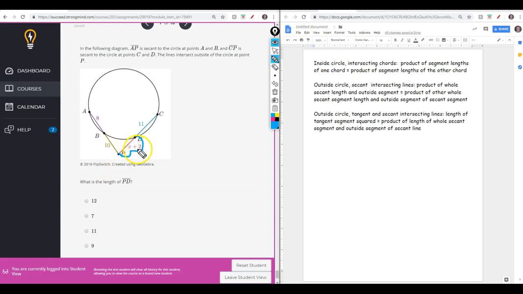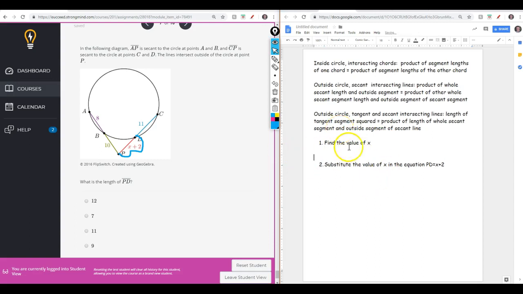Again, since there's this x plus 2 in there, we're going to first find the value of x, then substitute the value of x in the equation that PD, the distance of PD, equals x plus 2. So those are our steps.